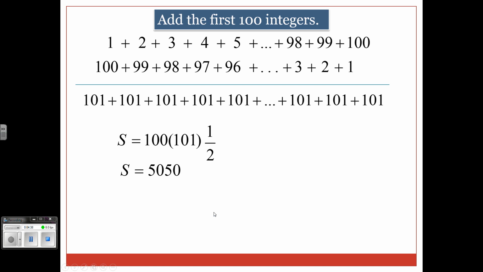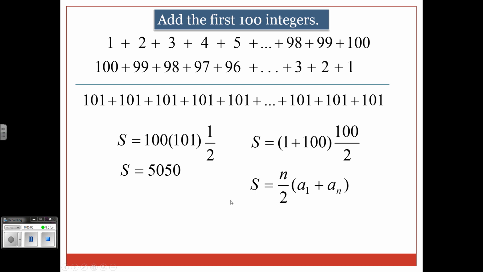So really, if you take what he did, he took the first term, which is 1, added it to the last term, which is 100. That's how we got 101. And then we had 100 of them, so that's the number of terms. And then we had to divide by 2 because we didn't want doubles. So there's our formula.